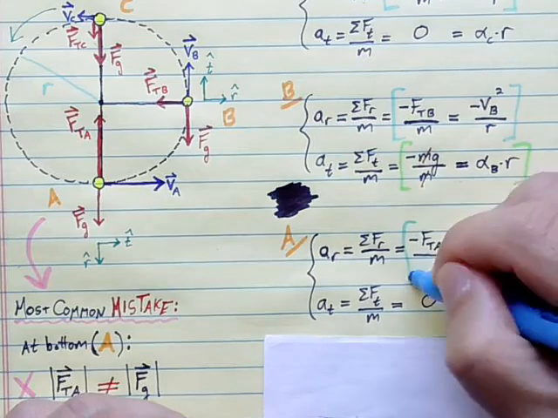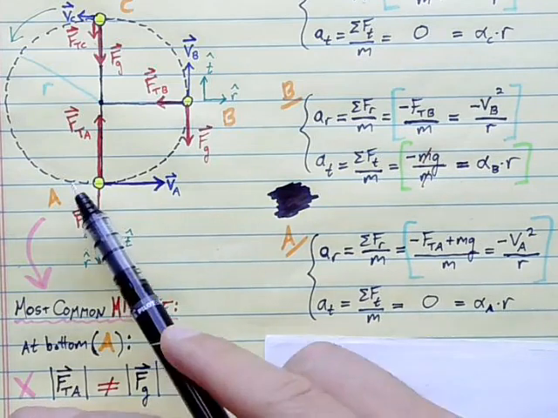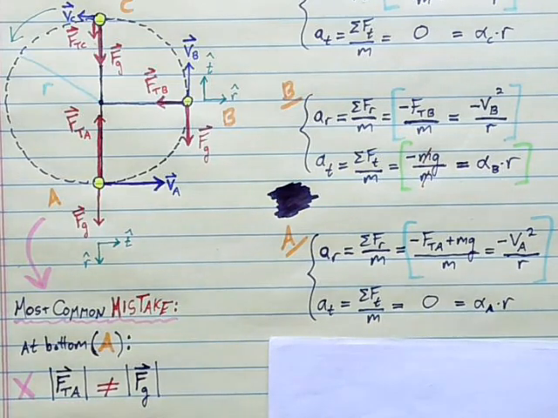And end up solving this equation for whatever it is that you want to know. No forces in our tangential direction, so 0 tangential acceleration, 0 angular acceleration at point A.